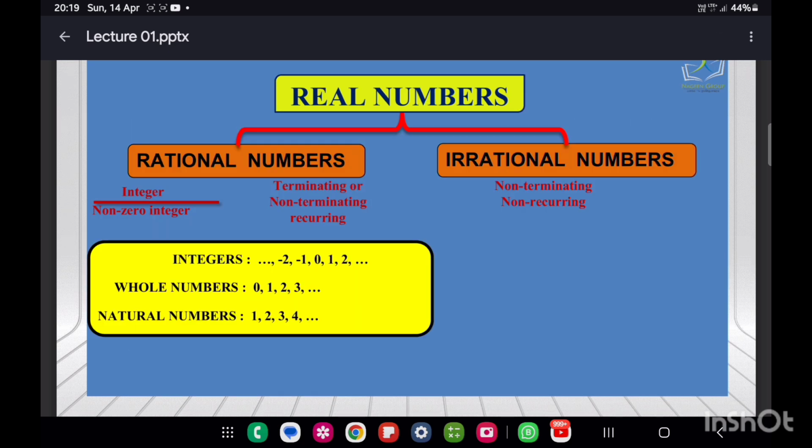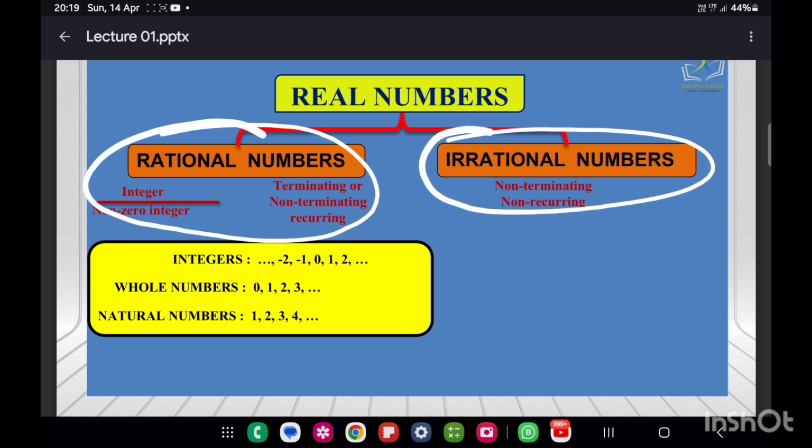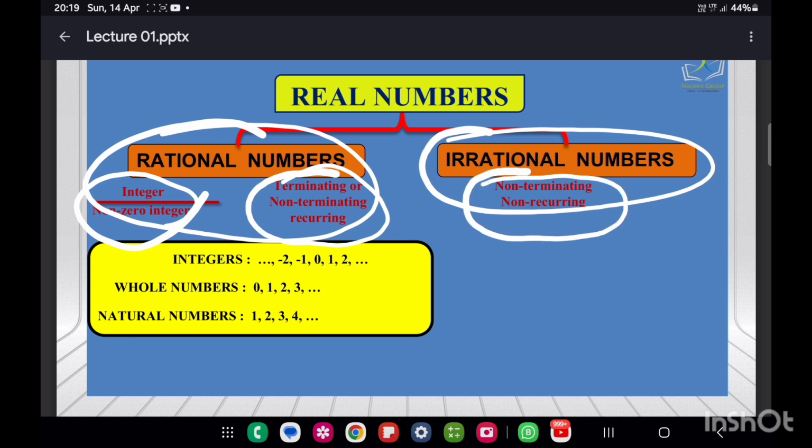Now I am going to take the topic called real numbers. In real numbers, we will see rational numbers and irrational numbers. In rational numbers, we have an integer by a non-zero integer, terminating or non-terminating recurring. And in irrational numbers, we have non-terminating, non-recurring. Some basics we need: integers are in the form of -2, -1, 0, 1, 2, 3, any numbers. Whole numbers contain from 0 onward. And natural numbers are 1, 2, 3, 4.